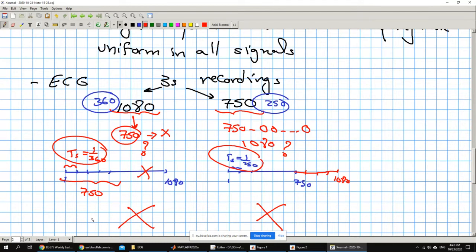This is called resampling. I would like to resample one set of samples to become the others. So either I take the samples that were sampled at 360 samples per second and resample them to become 250, or I can do the opposite. I can take the samples that were sampled at 250 and resample them to become 360. Which one can be done?